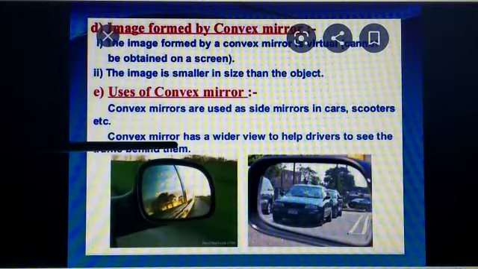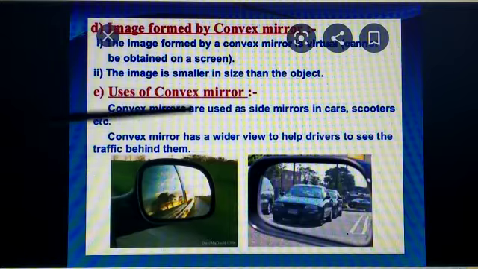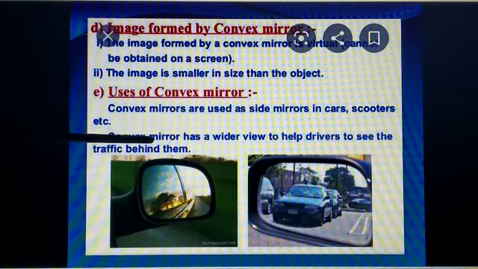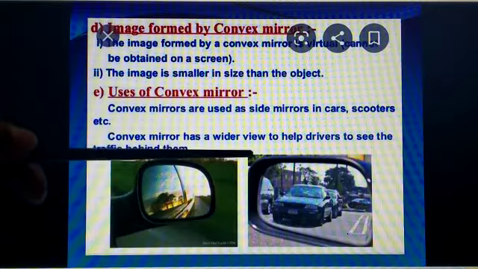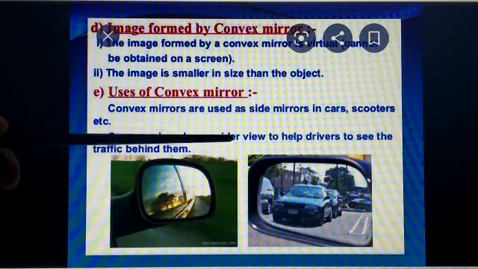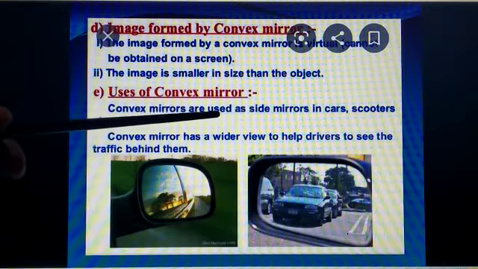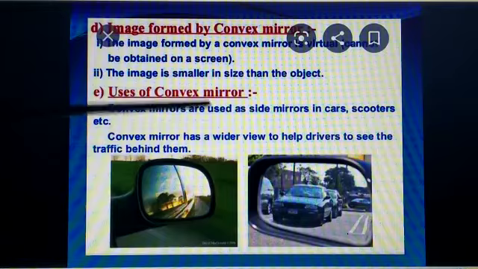That is the property of the mirror, which is why we use a convex mirror as a rear view mirror: it gives a smaller image and it can accommodate a wider view, a larger area. So we can use it as a rear view mirror to see the traffic behind our vehicle.